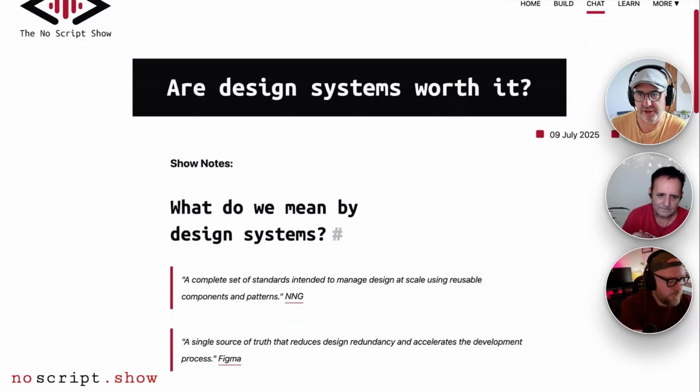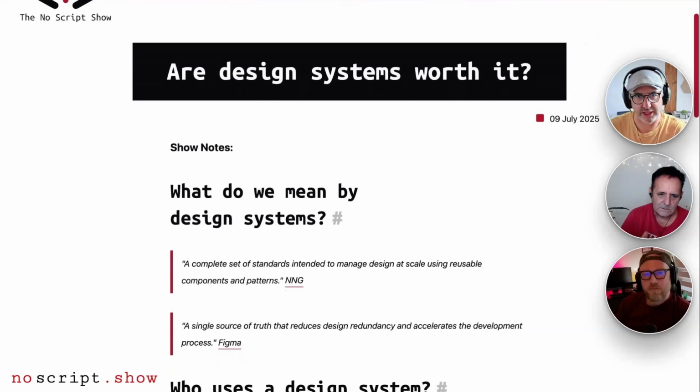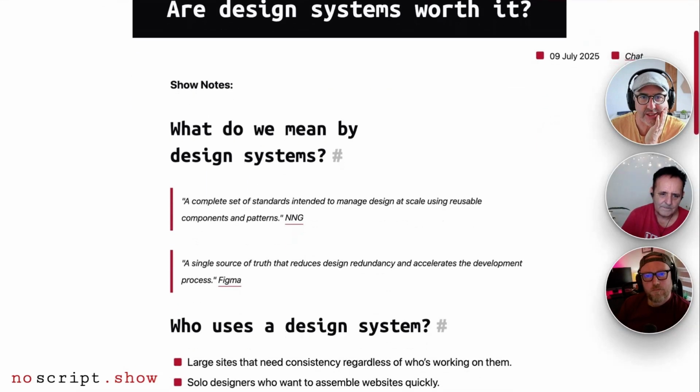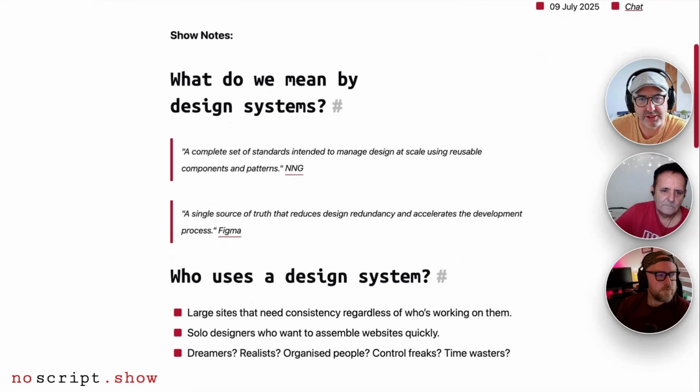That's absolutely fine. Yeah, so again, I'm reading off the screen, noscript.show/22, and the headline for that is, Are Design Systems Worth It? And so we're going to begin by asking the question, what do we mean by design systems?